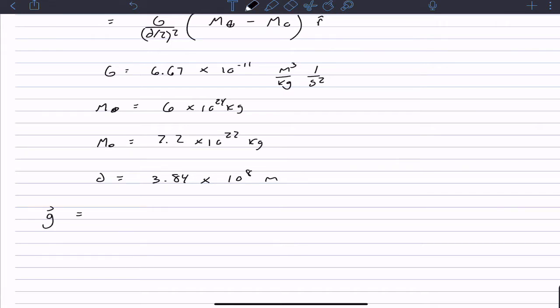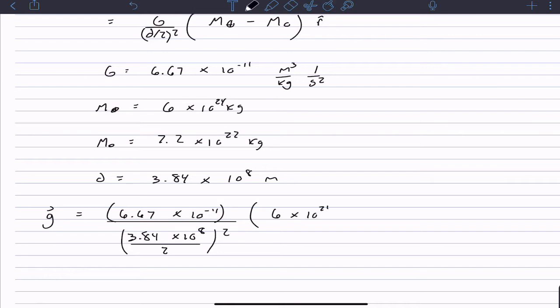Just do this. 6.67 times 10 to the negative 11, right? Over 3.84 times 10 to the 8 by half, all squared. This is how I'm plugging it into the calculator. And then we have 6 times 10 to the 24 kilograms minus 7.2 times 10 to the 22 kilograms. R hat direction.